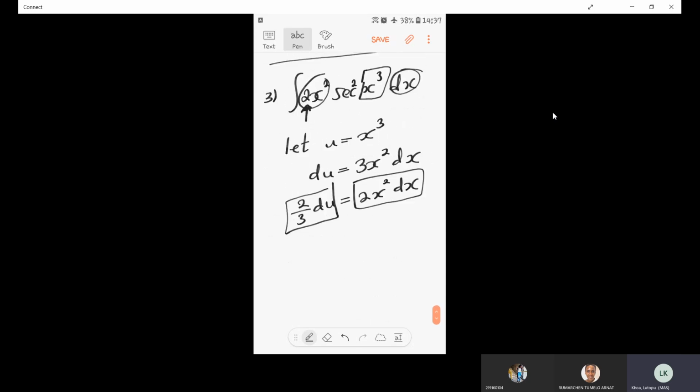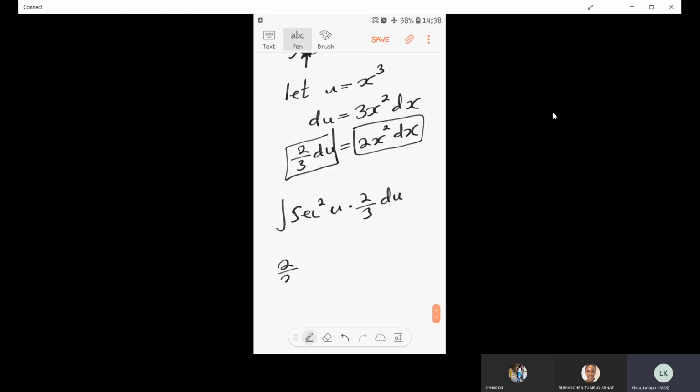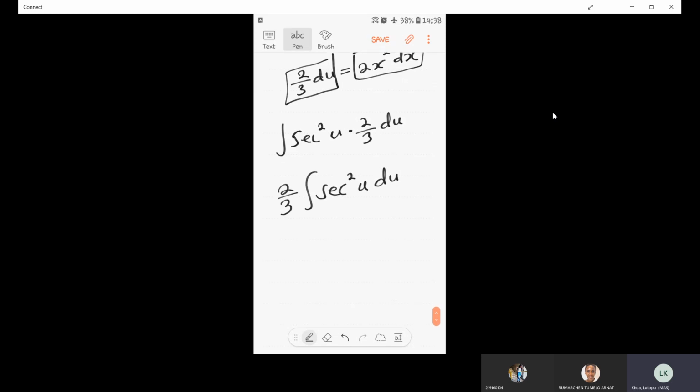So my integral becomes sec squared of u times 2 over 3 du. Then the 2 over 3 can come outside the integral. This is sec squared u du. And the integral of sec squared is just tan. So I have 2 over 3 tan of u plus c. This is 2 over 3 tan, and then instead of u, I put x to the power of 3, plus c.